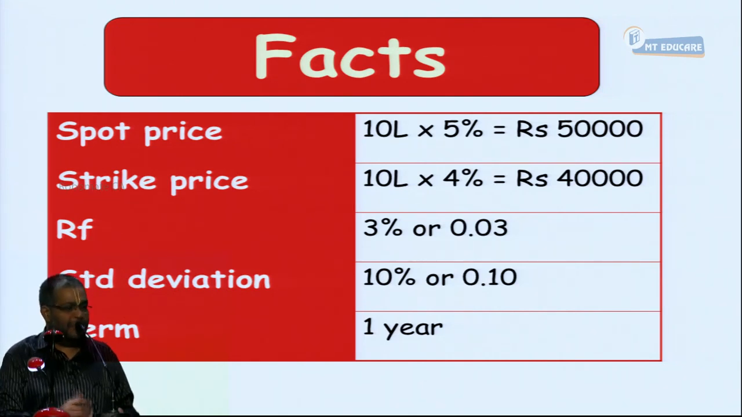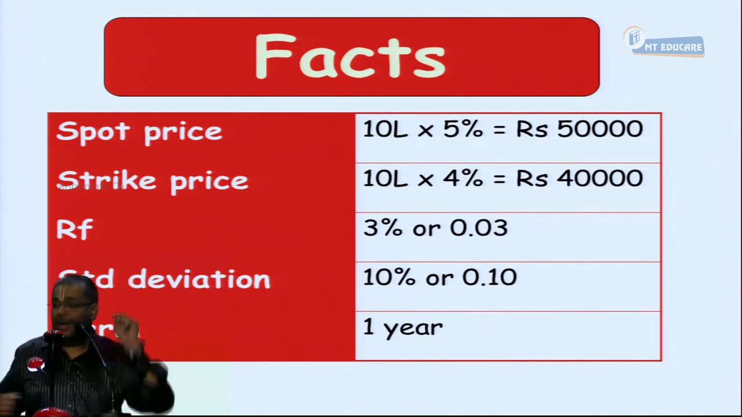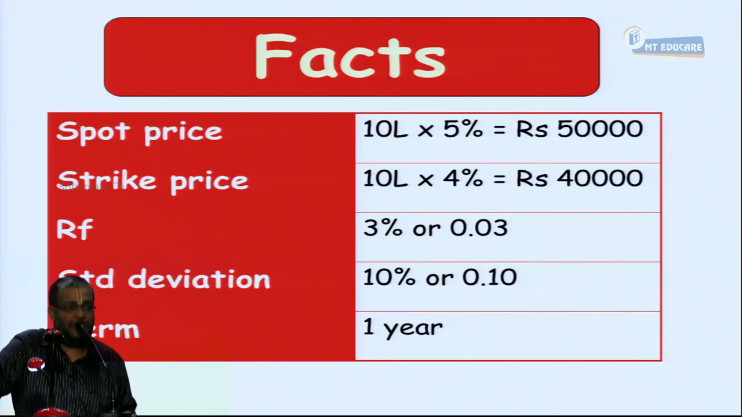Next is what? e power minus rf t, the discount factor. Tell me the call value. Value of call is equal to what? S into ND1 minus X into e power minus rf t into ND2. This is the call value. I want an answer. Yes or no?